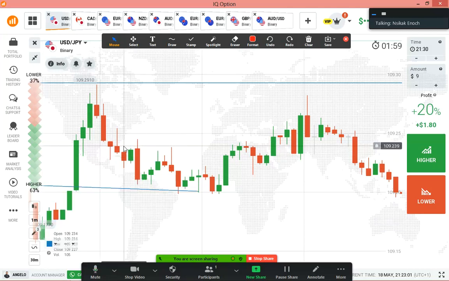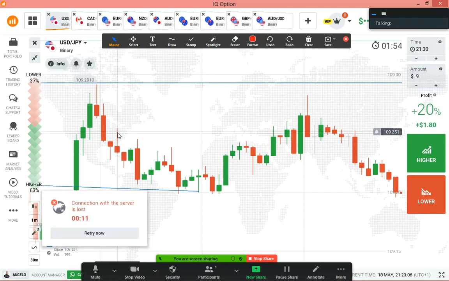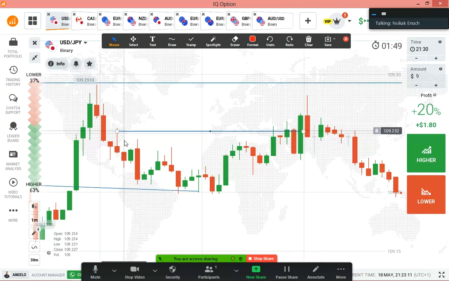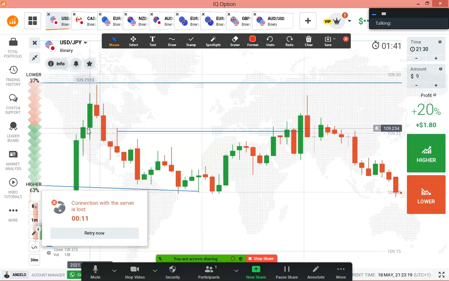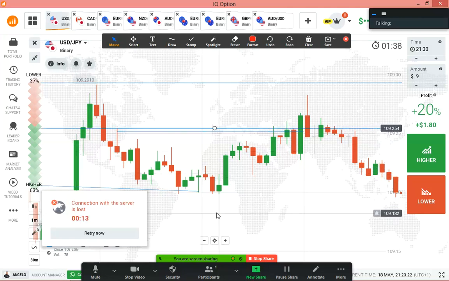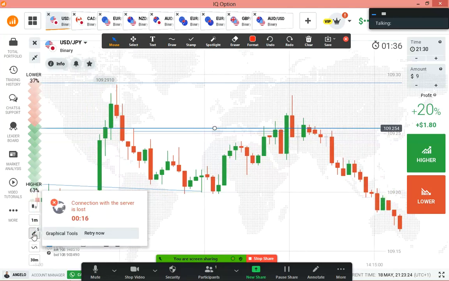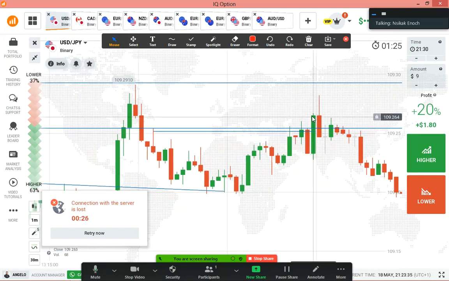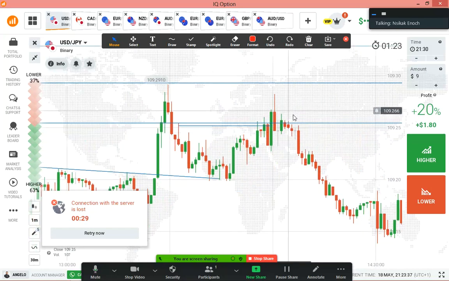On 1 minute, we have a resistance level right here. We have a resistance level here, because this is a resistance and this is a supply. This is a supply. So we have the supply here. So once the price hits the supply, we see the drop. We see the market start going down.